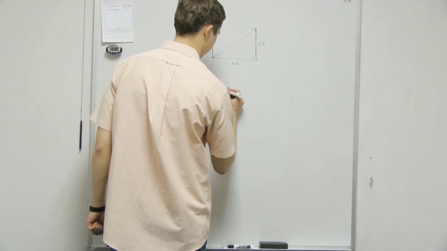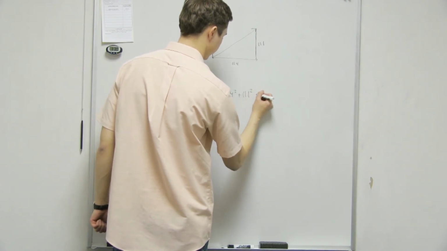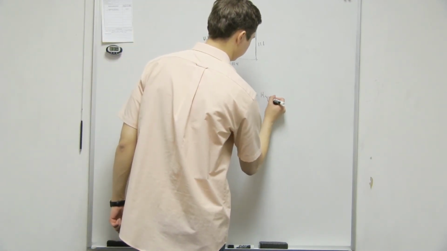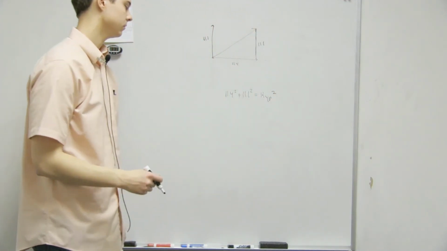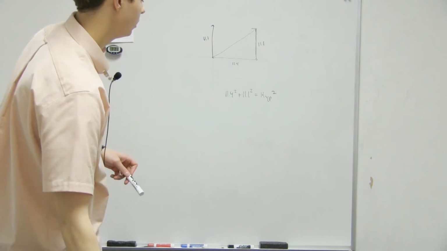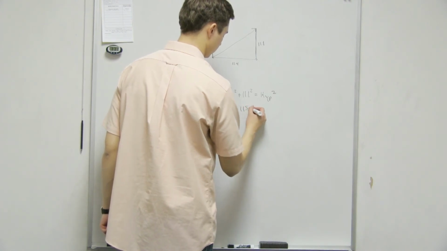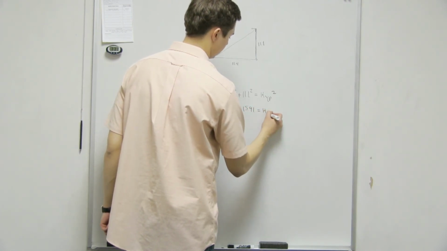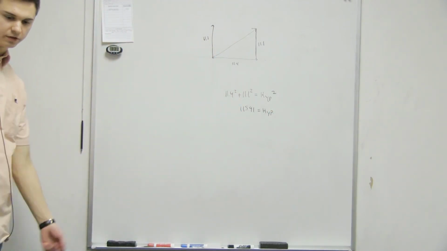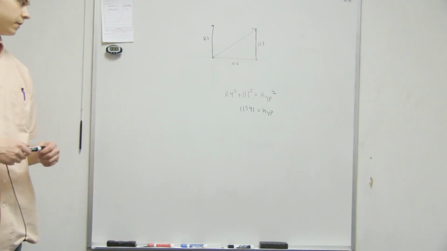So we would say 11.4 squared plus 11.1 squared equals our hypotenuse squared. 15.91. Not too bad, right? And then whatever they say about sig figs, make sure to be careful about that. So 15.9 then.